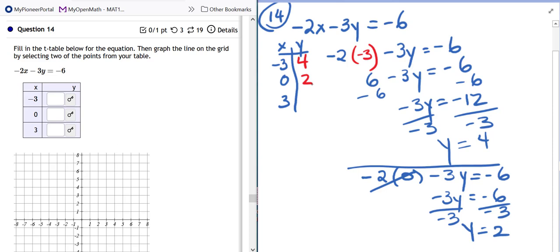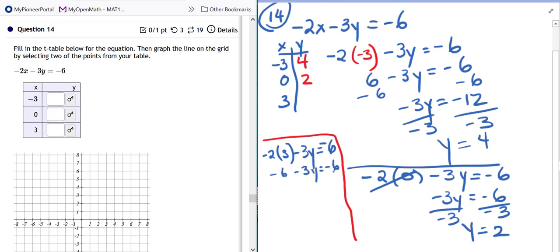All right, and then you're going to plug in 3. So we'll have to do more math. And let's see where I could squish this and just keep one screen. All right, so I'm going to plug in 3. So I have negative 2 times 3 minus 3y equals negative 6. And this is a negative 6 minus 3y equals negative 6. Add the 6 to both sides. You get negative 3y equals 0. 0 is okay. But if you divide by negative 3, you're still going to get 0. So y equals 0.